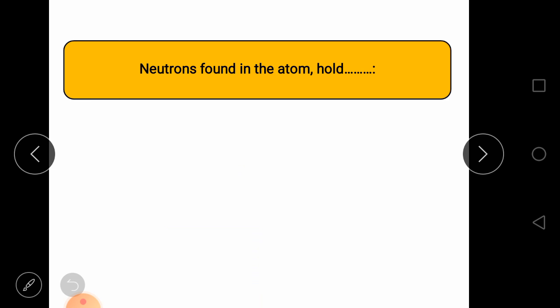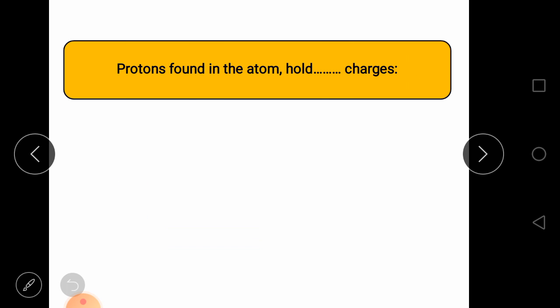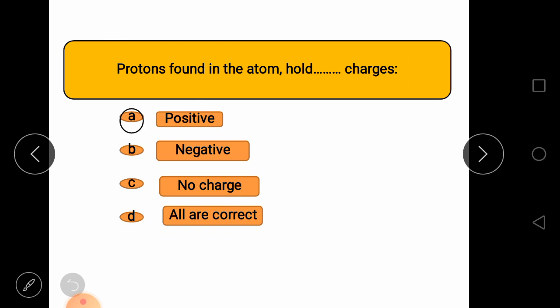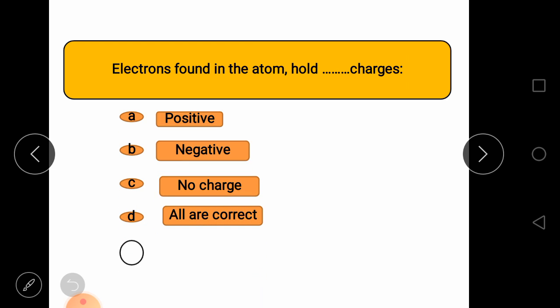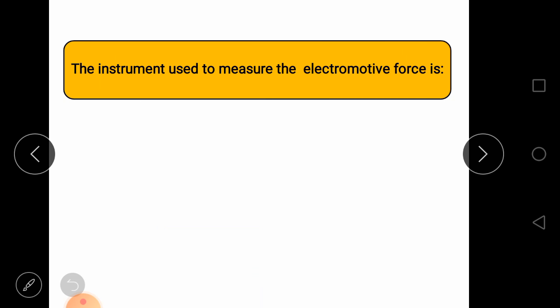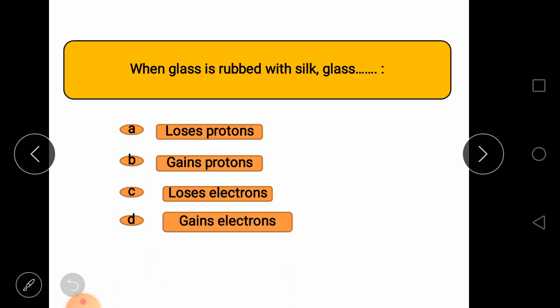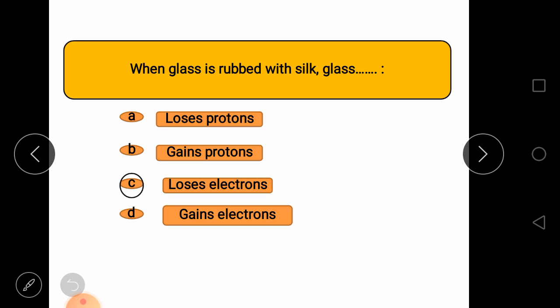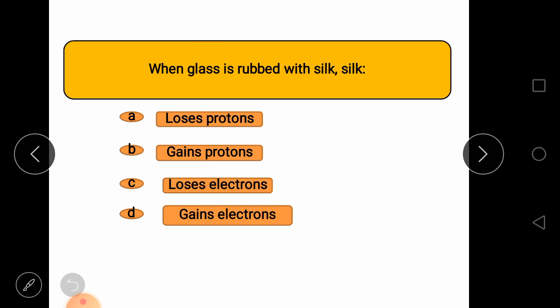Okay, and here we have the neutrons found in the atom hold no charge. Yes, whereas protons found in the atom hold positive charges. Electrons found in the atom hold negative charges. Yes, the instrument used to measure the electromotive force is voltmeter, because it is the same as the potential difference. When glass is rubbed with silk, glass loses electrons and silk gains electrons. It doesn't gain protons and it doesn't lose protons.